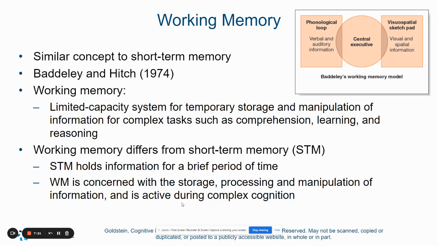Our working memory is a limited capacity system for temporary storage and manipulation of information for tasks that can be complex, like comprehension, learning, and reasoning. It's called our working memory because it's the memory we use to process, to learn, to comprehend, to reason. It's very different from short term memory. Whereas short term memory is only going to hold information for a brief period of time, your working memory is going to try to store and process and manipulate information. So, it's working memory because it's always active as we're thinking.